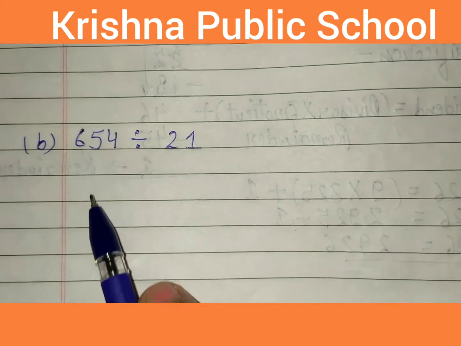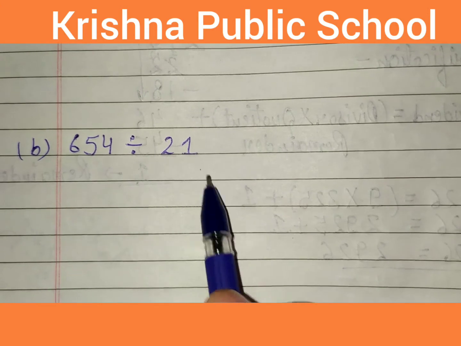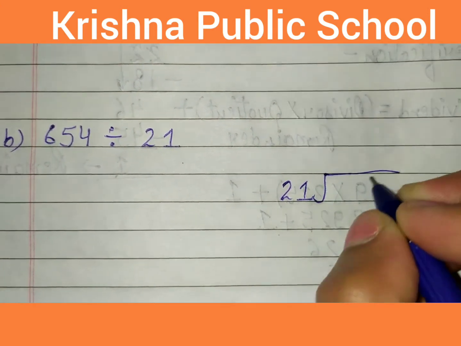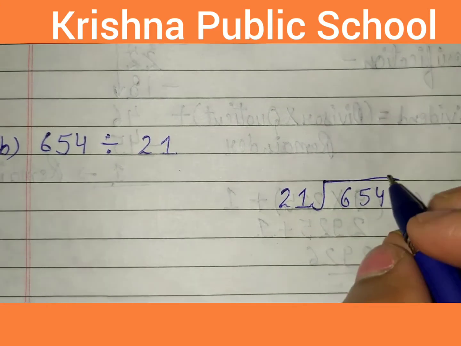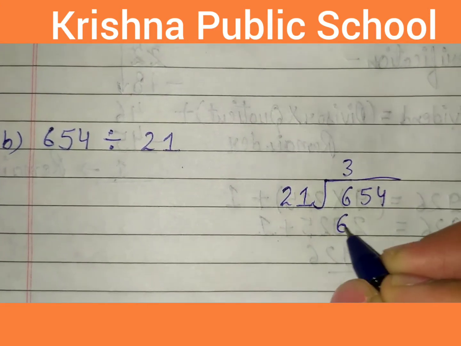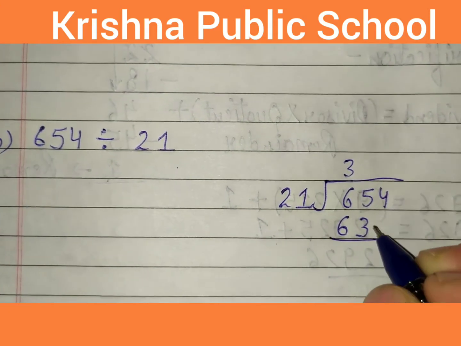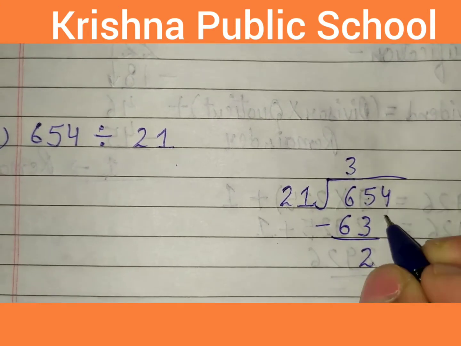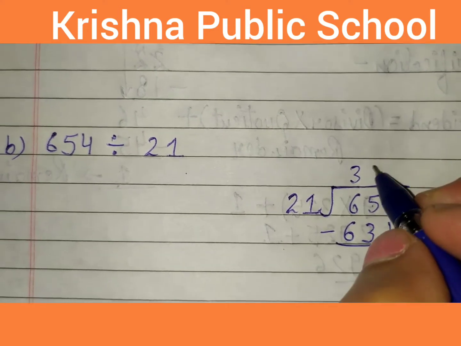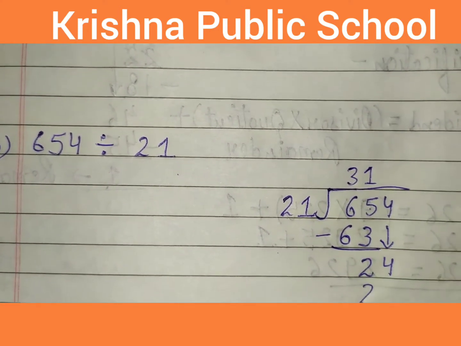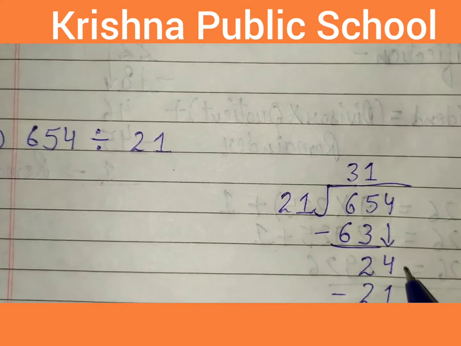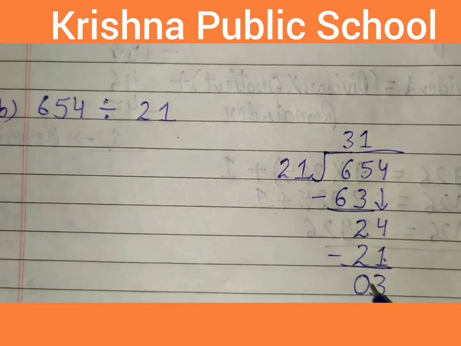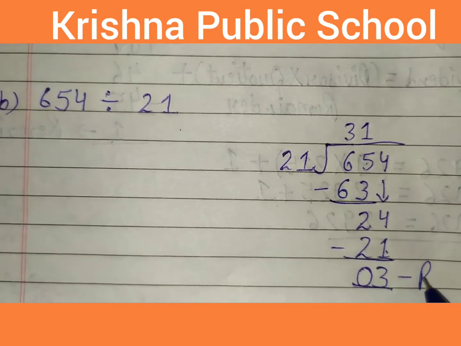Next question is 654 divided by 21. Write this numeral in this form. 21 3s are 63. 65 minus 63 equal to 2. Write 4. 21 1s are 21. 4 minus 1 equal to 3. 2 minus 2 equal to 0. Your remainder is 3.